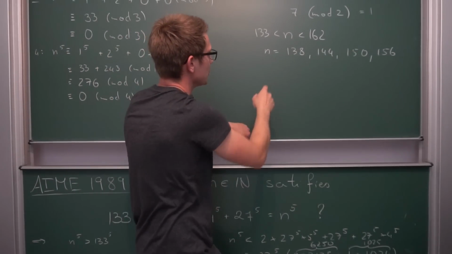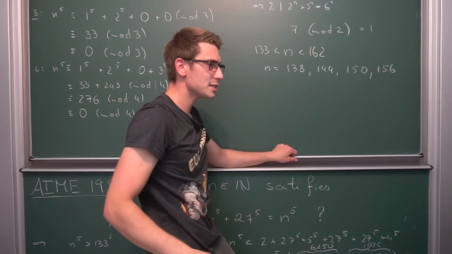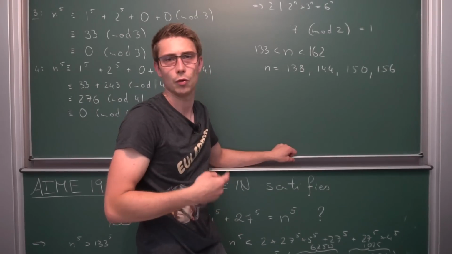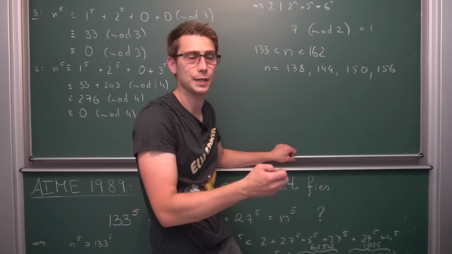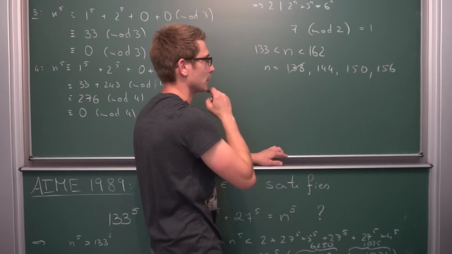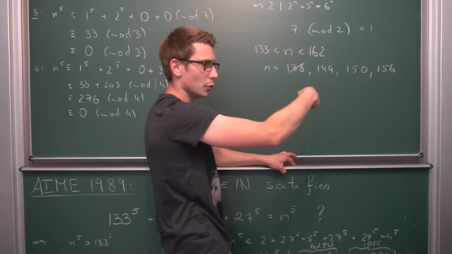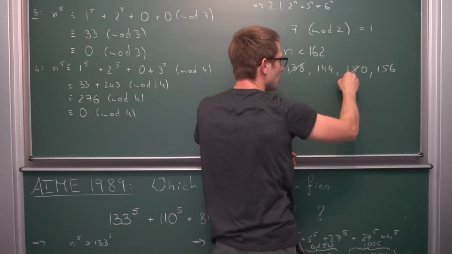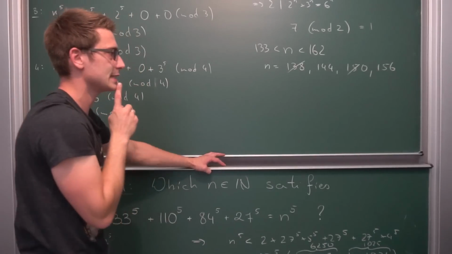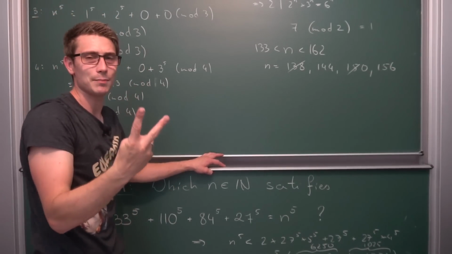Let us check those numbers. 138, 120, no, it's not divisible. 140 would be divisible by 4, so this right here can be discarded. Now 144 is obviously divisible, then 4 more, no, 150 doesn't work out, but 156 indeed does. Okay, we got 2 numbers left.